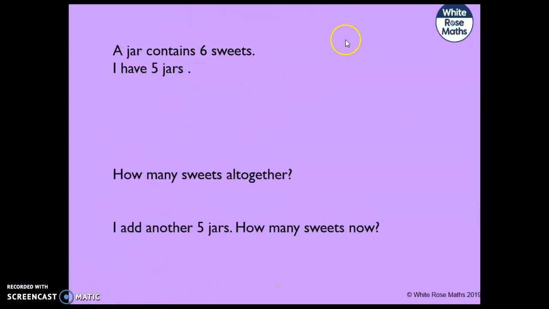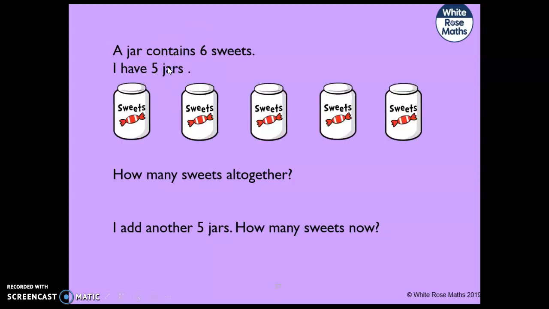So next question, word problem multiplication. A jar contains 6 sweets. I have 5 jars. Now we don't know our 6 times tables, but if we swap those two around, because remember, when it comes to multiplication, we can swap the two numbers around and we'll get the same total. So rather than doing 5 times 6, we could do 6 times 5, which equals 30.